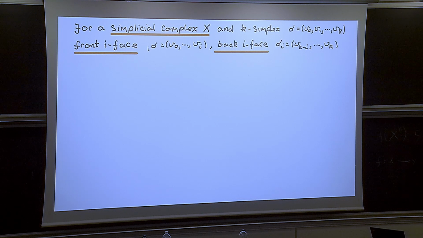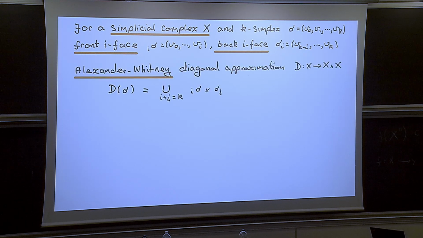sorry, I've got it the wrong way around. The front i face is where you forget everything after position i, and the back i face is where you forget everything before position k minus i. So there are these two constructions, front face and back face, and then the Alexander-Whitney diagonal approximation, you can Google the Wikipedia for this, is the cellular map. Well, I'll tell you what the image is, because it's easier to say what the image is.